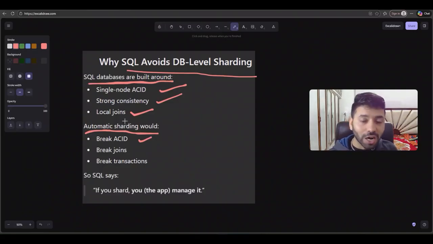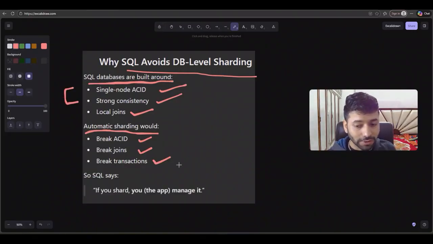If we do the automatic sharding like we normally do in NoSQL, then it would break the ACID properties across the shards. It would also break the joins. It would break the transactions, because we were using the SQL database for these two important things, following the ACID properties and strong consistency. But automatic sharding would break all of these.